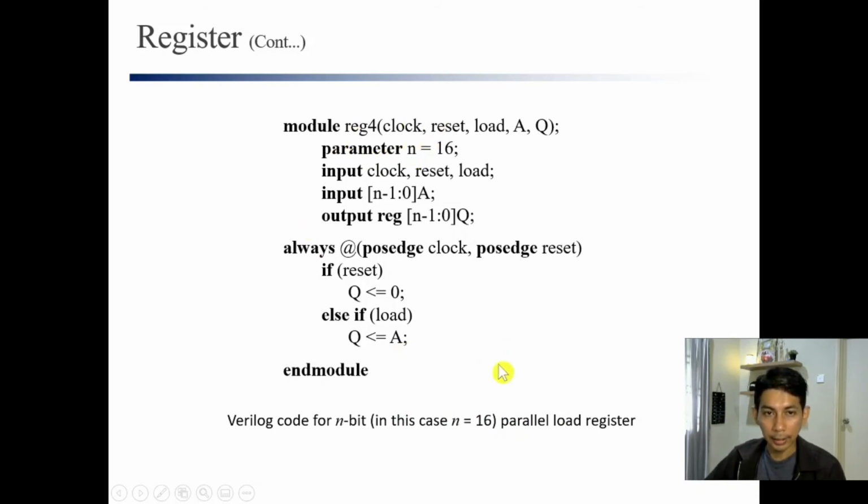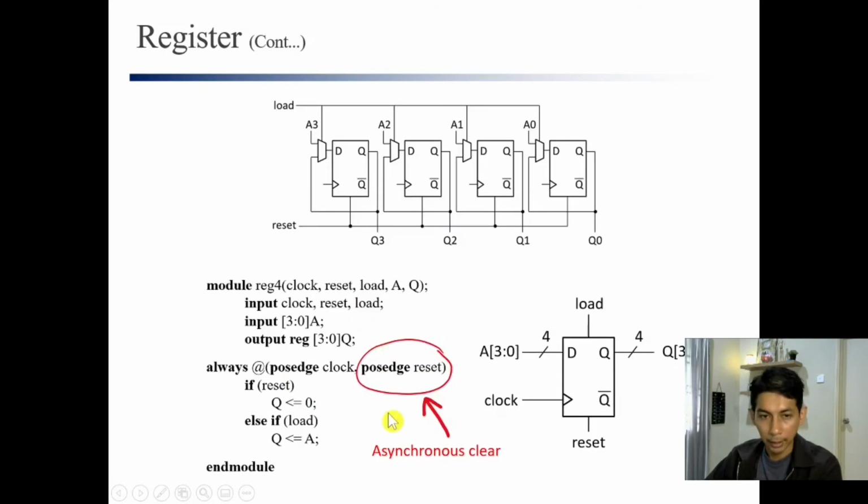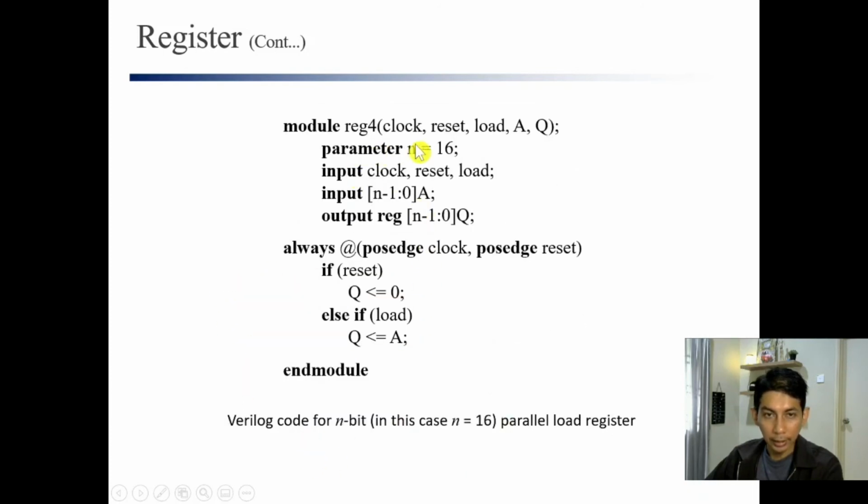This is another example. So this is a 16-bit register. You see what is inside is still the same as this one. The only difference is this, and this one is quite good. This is good because we use parameter n equal to 16. All right, and you see the input here we use n minus 1, which is 15 to 0. All right, means that A is now 16-bit. 15 to 0 because n is 16, and also Q is 15 to 0. All right, 16-bit, and this one is still the same.